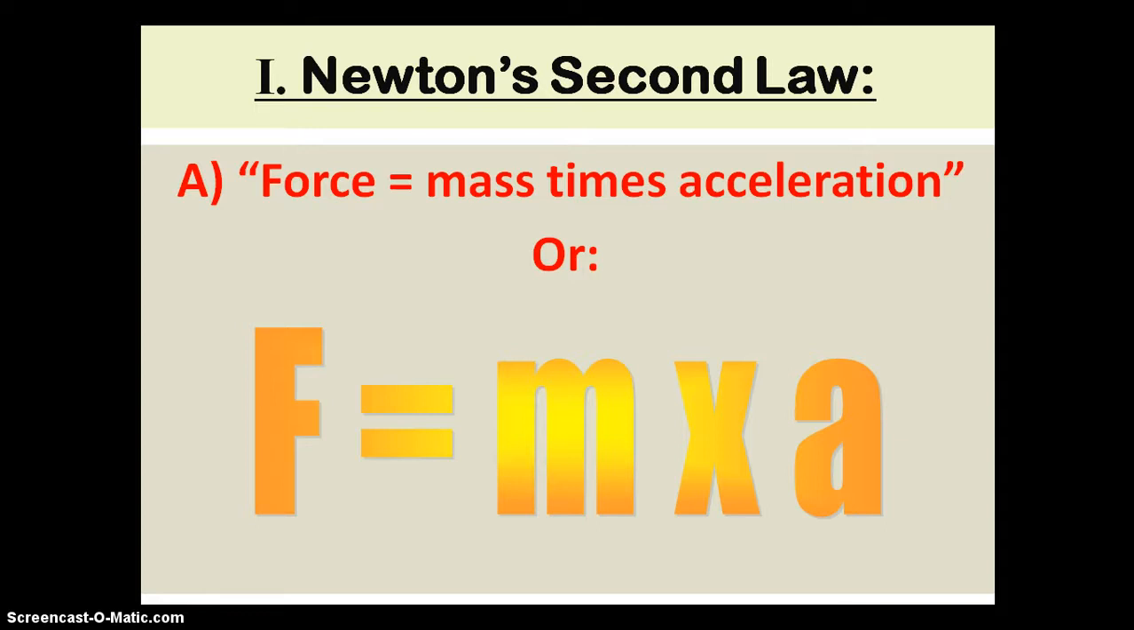Number 1, Newton's second law. A, force equals mass times acceleration, or F equals m times a. This X sign right here is a multiplication sign. Okay? And this is a mathematical formula that you'll have to memorize. We'll put this in a force triangle later.